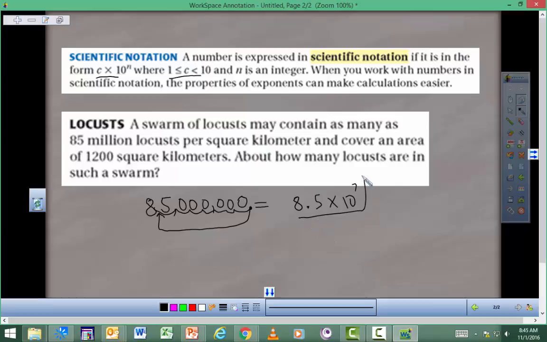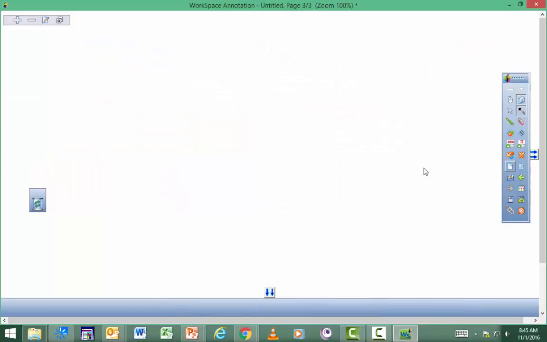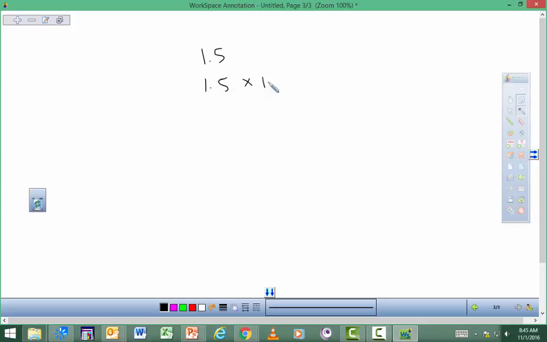Now why does that work? Well, let me just show you a quick example of this. Let's say we have 1.5. And then let's say we have 1.5 times 10 to the 1 power. Well, wouldn't that be equal to 15? And let's say if we take 1.5 and multiply it by 10 squared. Well, that's the same thing as 100, isn't it? So if you multiply that, you get 150.